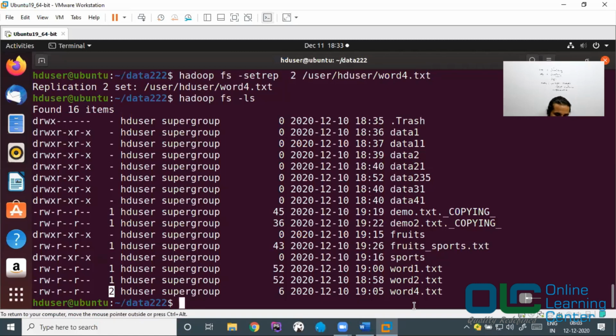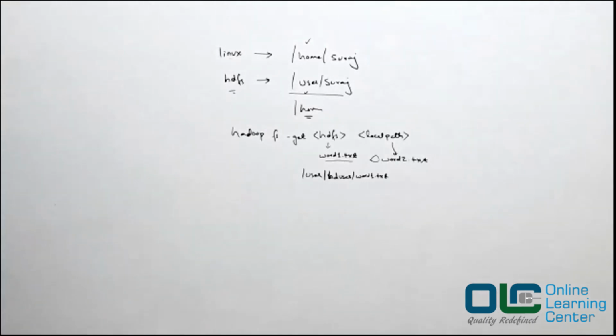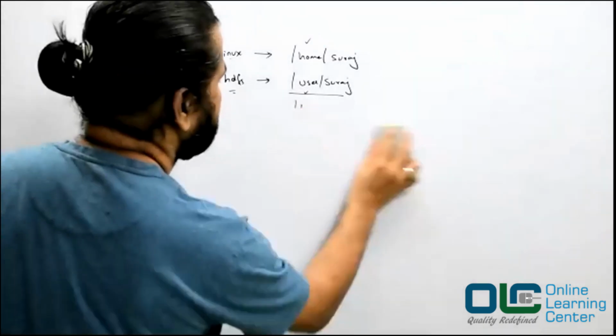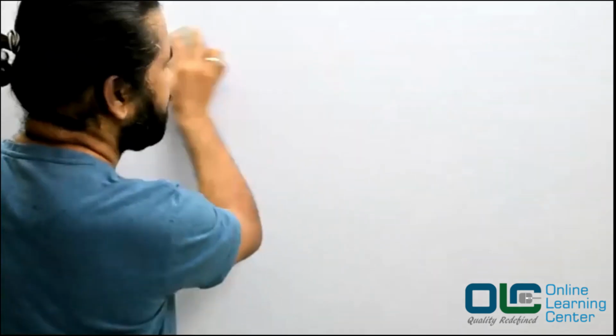Okay, but let me be very honest with you guys, since it is a single node installation, setting the replication factor to 2 will not do anything, right? Because at the end of the day, you have only one machine. Okay, so let me just erase this. We will understand how this replication actually happens.